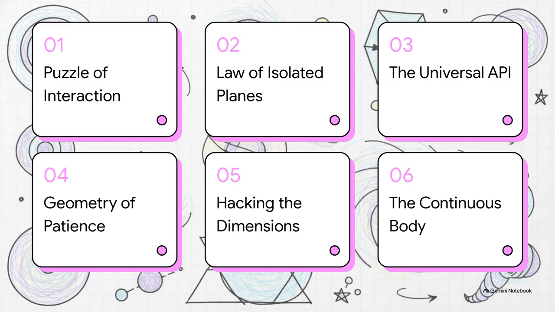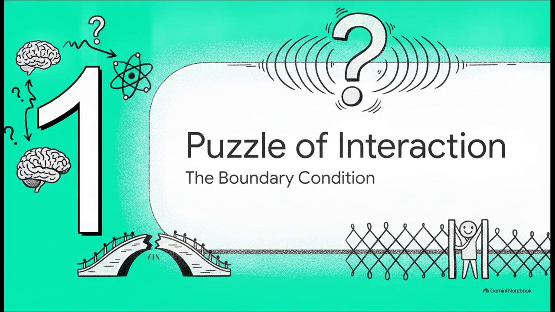Here is our roadmap for today. 1. The puzzle of interaction. 2. The law of isolated planes. 3. The universal API. 4. The geometry of patience. 5. Hacking the dimensions. And 6. The continuous body. Starting with part 1, the puzzle of interaction.